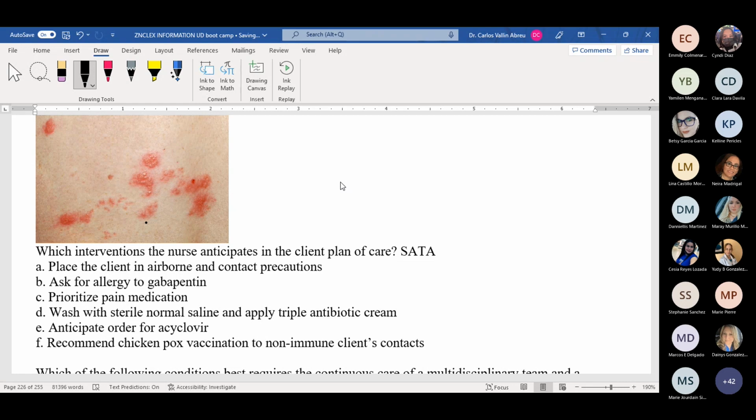But if somebody has shingles with an active lesion, the virus is there, and somebody who is not immune gets in contact with those lesions, this person will get varicella, chickenpox, not shingles.